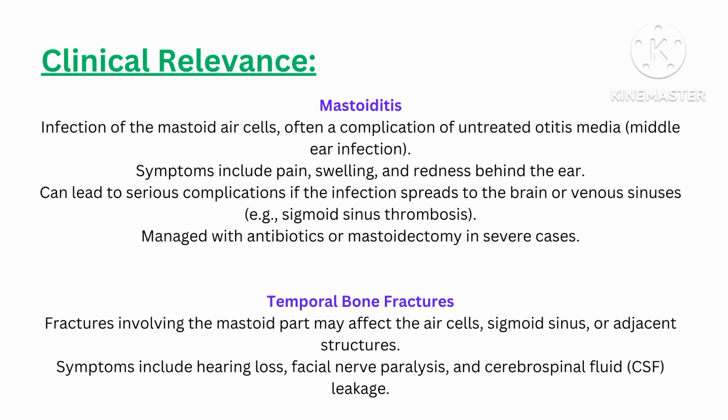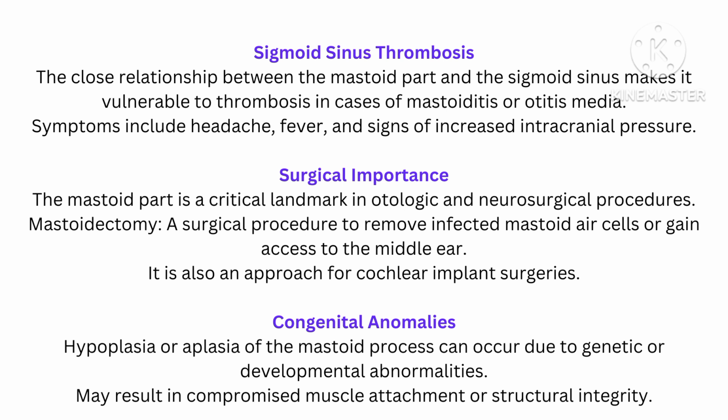Temporal bone fractures. Fractures involving the mastoid part may affect the air cells, sigmoid sinus, or adjacent structures. Symptoms include hearing loss, facial nerve paralysis, and cerebrospinal fluid leakage. Sigmoid sinus thrombosis. The close relationship between the mastoid part and the sigmoid sinus makes it vulnerable to thrombosis in cases of mastoiditis or otitis media. Symptoms include headache, fever, and signs of increased intracranial pressure.